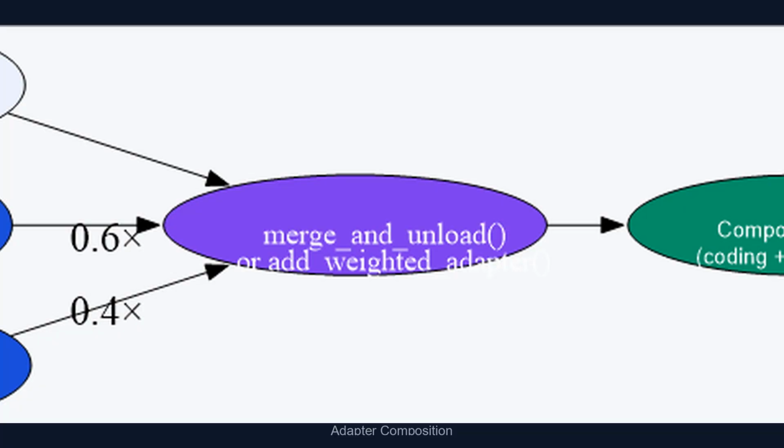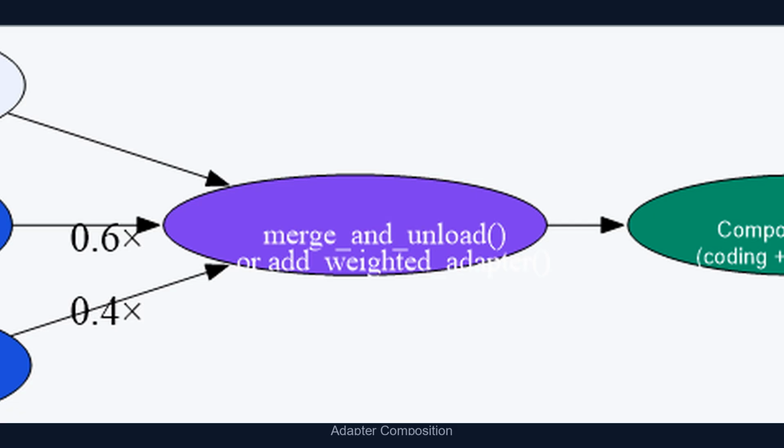Adapter composition is an advanced capability worth understanding even if you don't use it immediately. The idea: you fine-tune separate adapters for different skills, say one for coding style and one for formal tone, then combine them into a single model at inference time. Each adapter contributes proportionally based on its weight: 0.6 for the coding adapter, 0.4 for the formal tone adapter in this example. Two implementation paths exist.